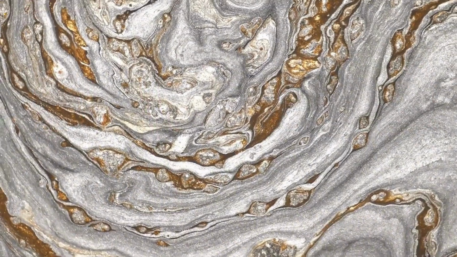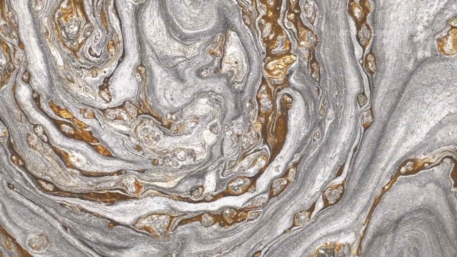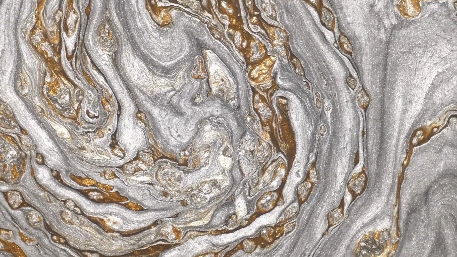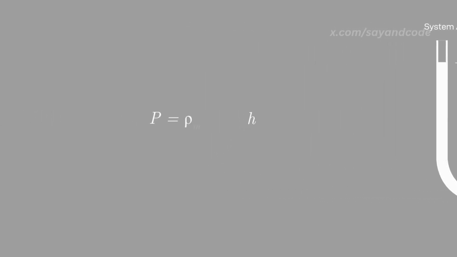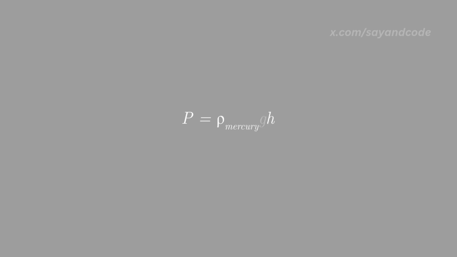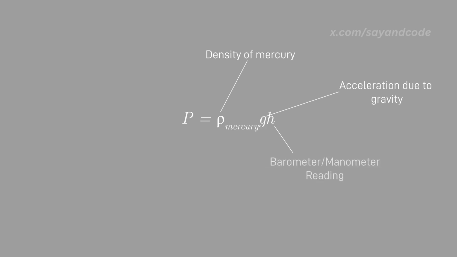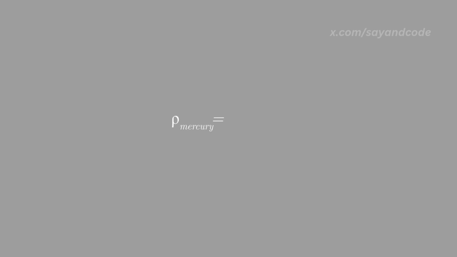These devices are made of mercury, so we can't measure the pressure directly in Pascal or bar. Instead, we measure the height of the mercury in the device and convert this into Pascal using the formula P is equal to rho mercury into g h, where rho mercury is the density of mercury, g is the acceleration due to gravity, and h is the height of the mercury column, which is the barometer or manometer reading. The thing we need to remember here is the density of mercury, rho, which is 13595 kg per meter cube.